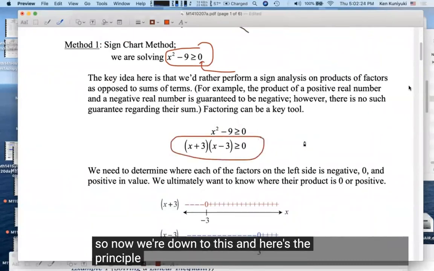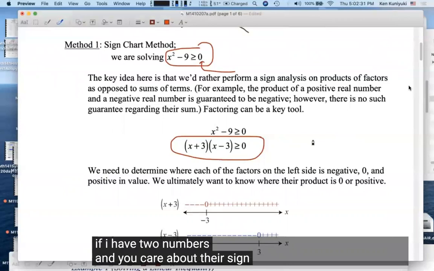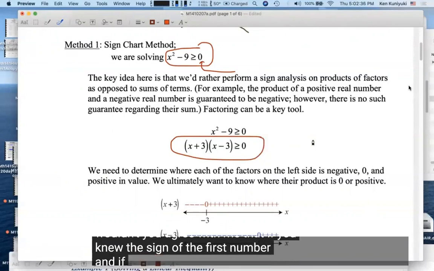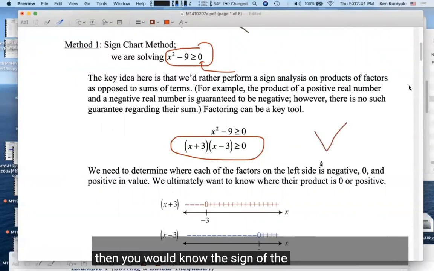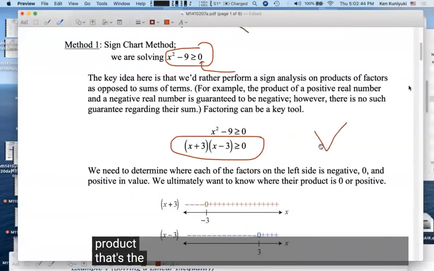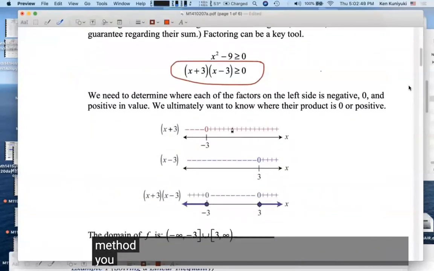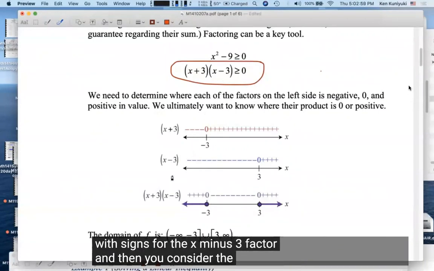And here's the principle. If I have two numbers and you care about their sign, wouldn't you agree with me that if you knew the sign of the first number and if you knew the sign of the second number, then you would know the sign of the product? That's the idea. So in the sign chart method, you set up a signed number line for the x plus 3 factor, a number line with signs for the x minus 3 factor, and then you consider the product.